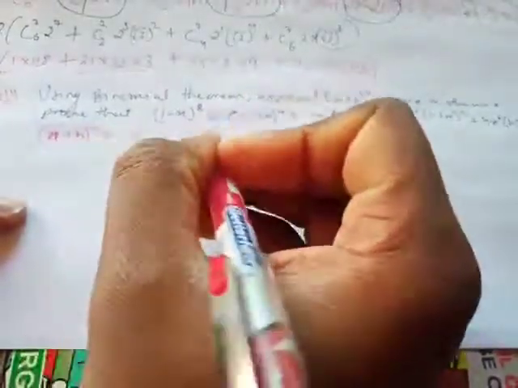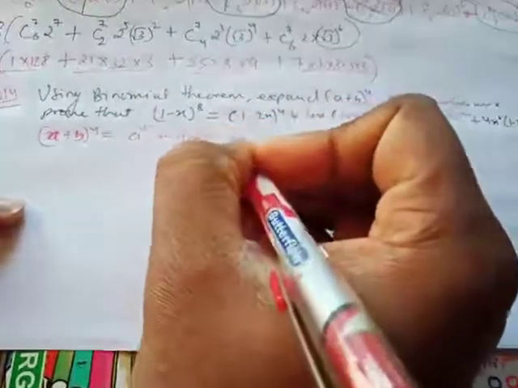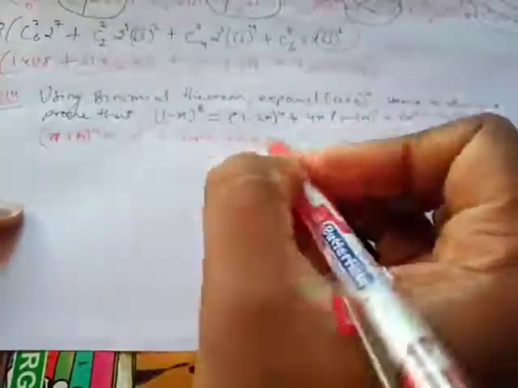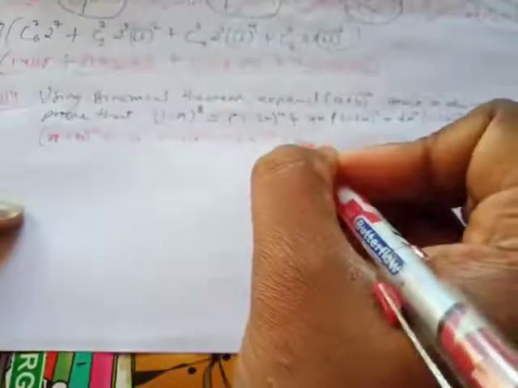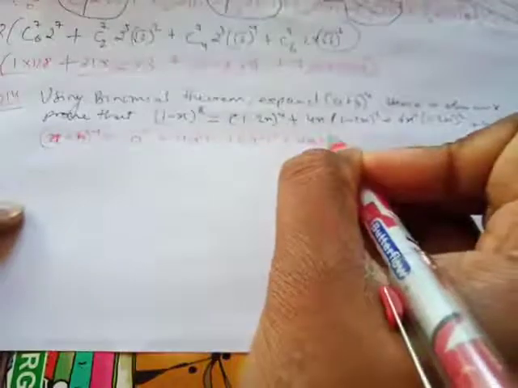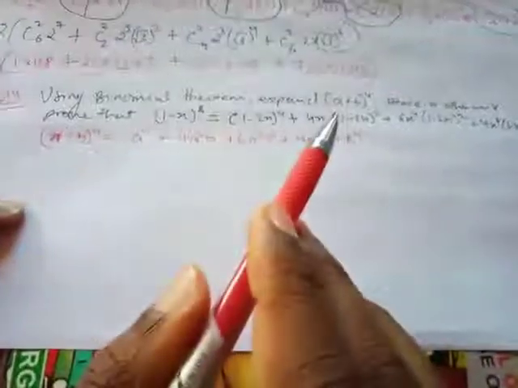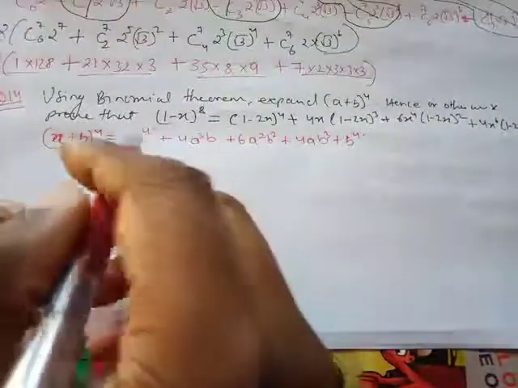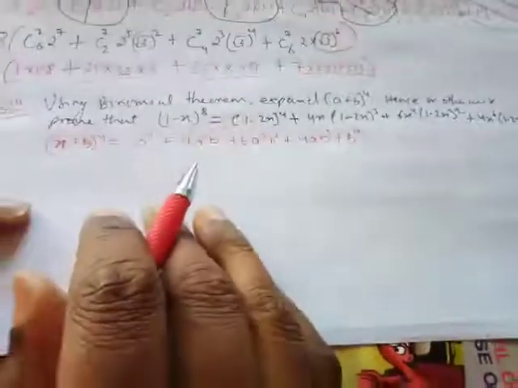plus 4a cubed b plus 6a squared b squared plus 4a b cubed plus b to the power 4. So this is what I had to expand. I did expand this very well. You guys can use the C formula, the combination formula, and then expand, but then I have to solve this.